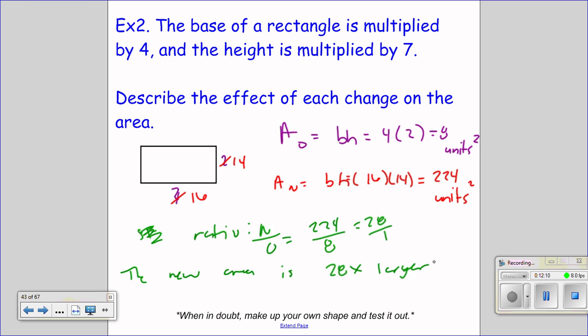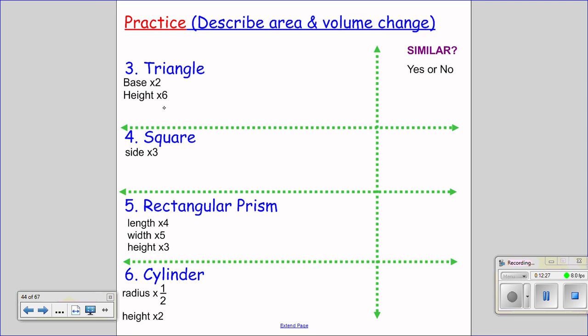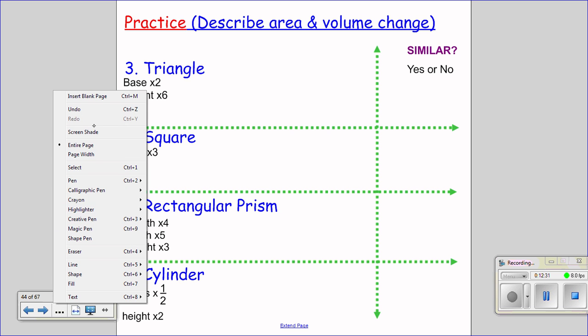I'm wondering if it'll work like that all the time. 4 times 7 is 28. So I wonder if that has something to do with it. That might be something to look into in your future. So let's practice some more and see if they are similar or not.